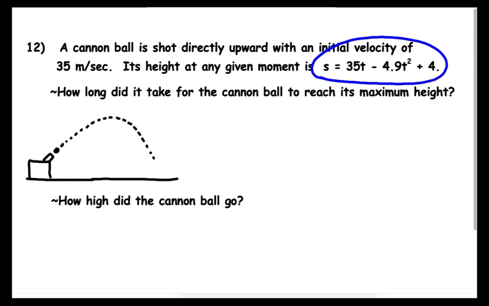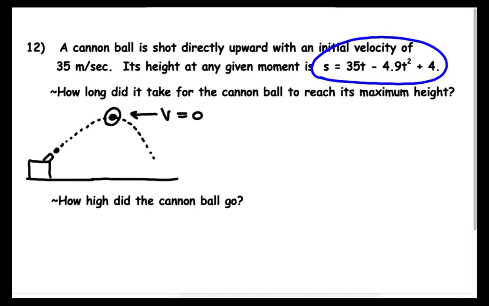How long did it take for the cannonball to reach its maximum height? The maximum height would be right here. How long did it take? Well, maximum height means the cannonball hangs in the air just for a split second right there. You ever throw a baseball up in the air or a softball or tennis ball and you watch its trajectory, and then it starts to fall. Just for a moment there, it hangs, and its velocity is 0. It's not moving up or down.